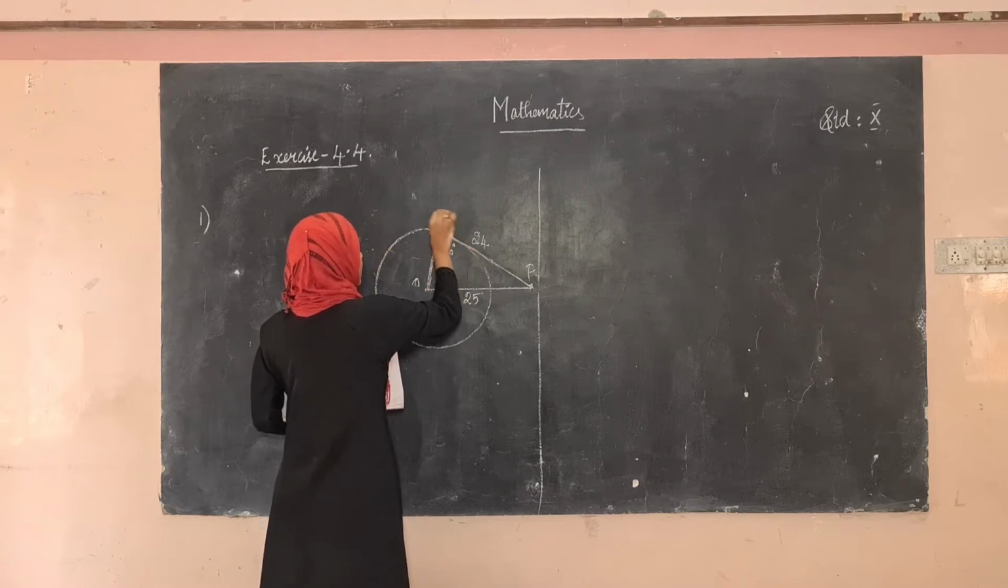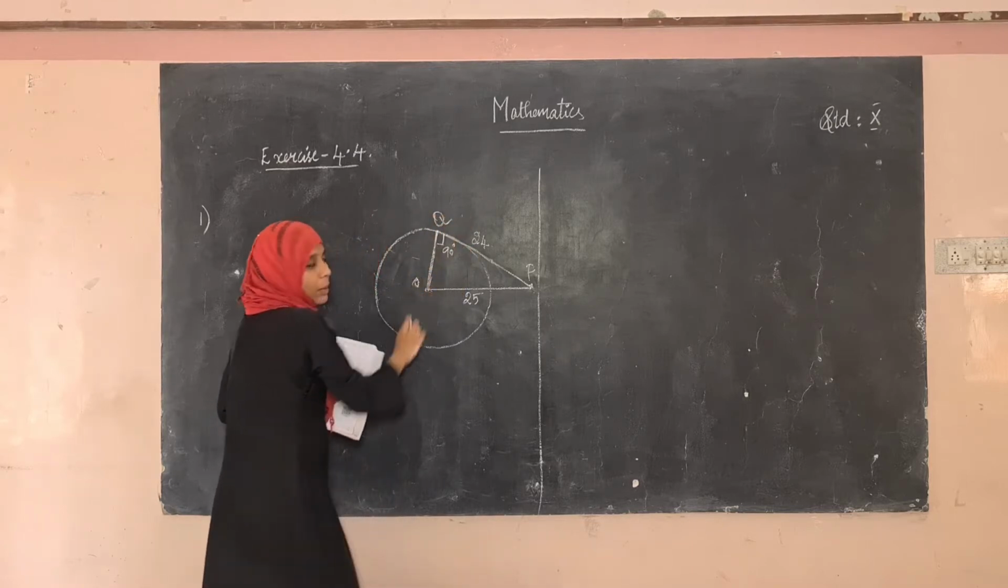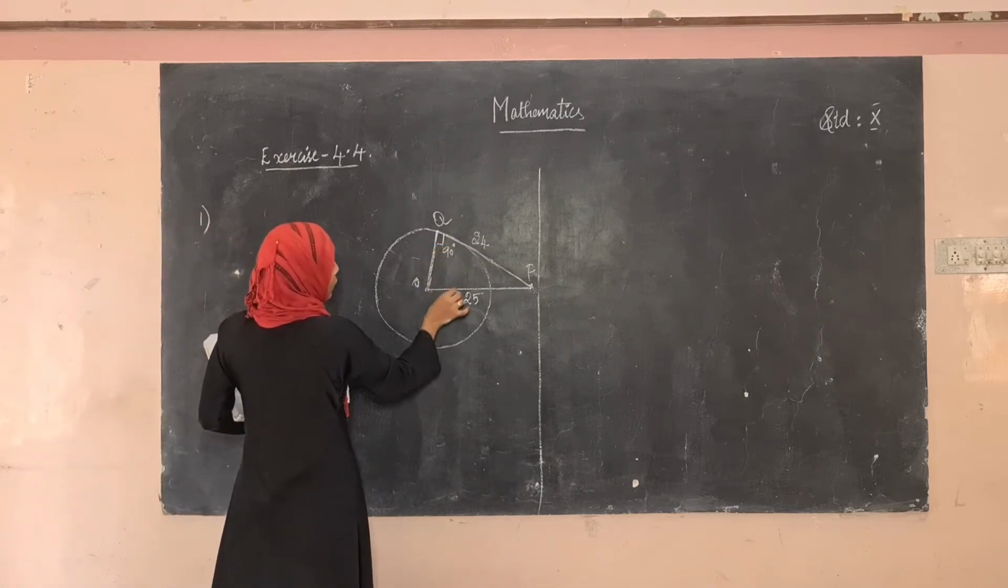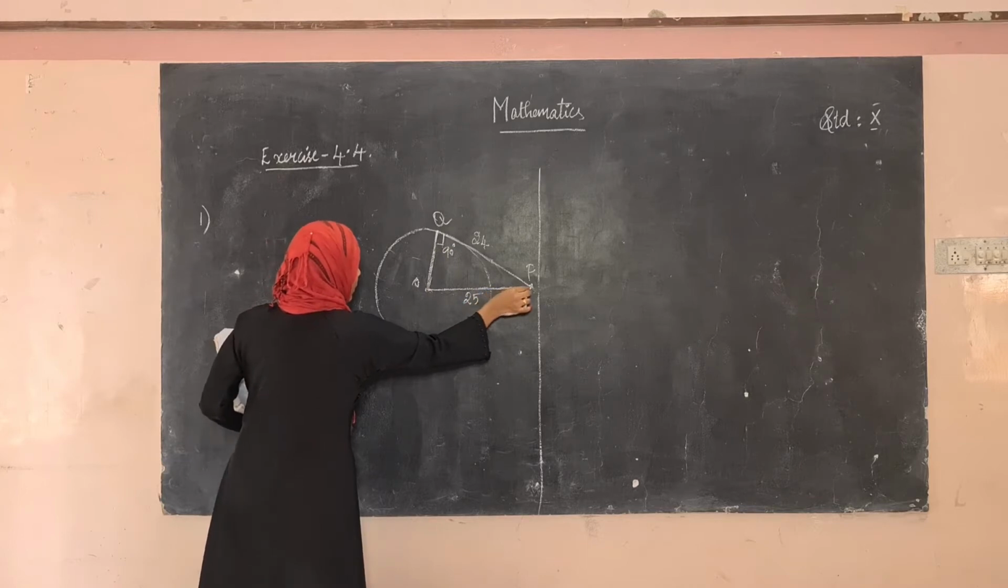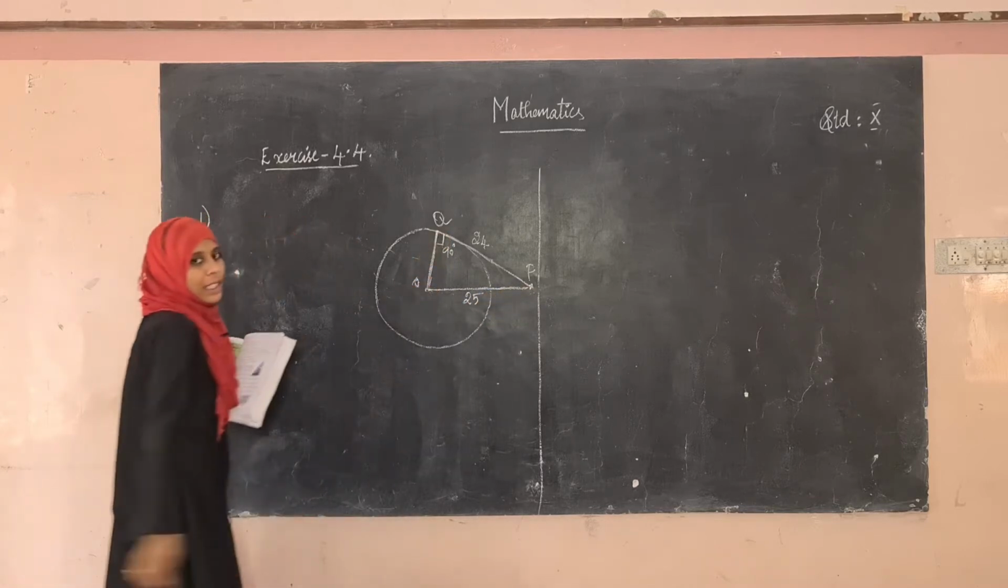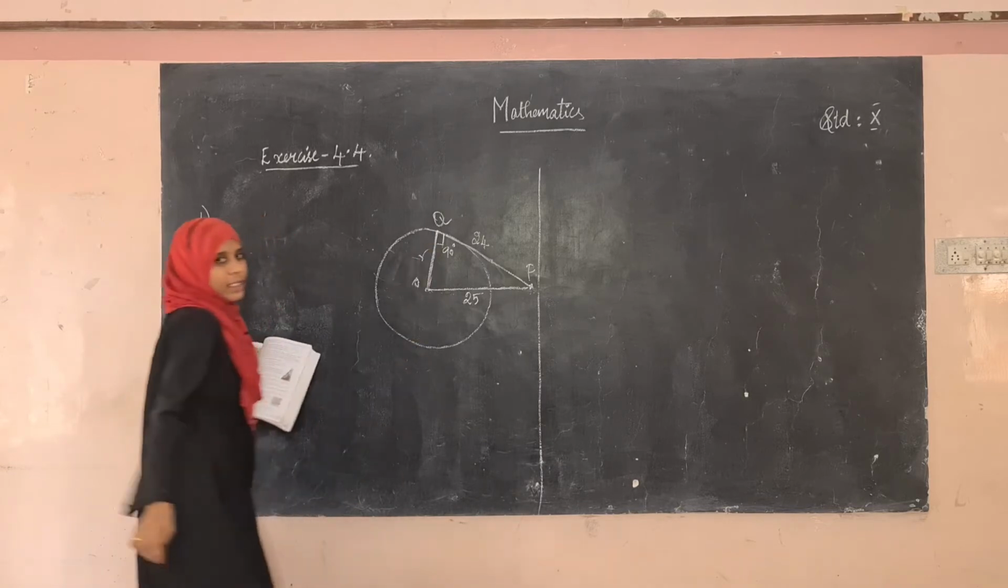Now let this be Q and the center be O. Now see here, this is 90 degrees and the side opposite to 90 degrees is said to be the hypotenuse. By Pythagoras theorem, we can find this value. If we find that value, that is R, the radius. We have to find that.